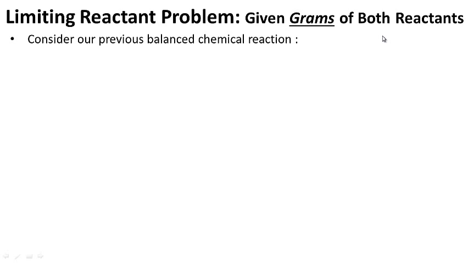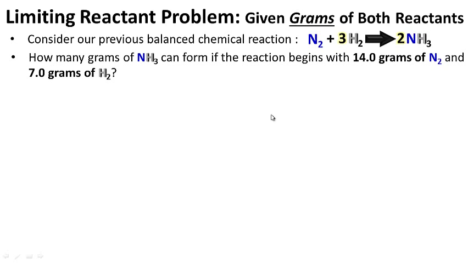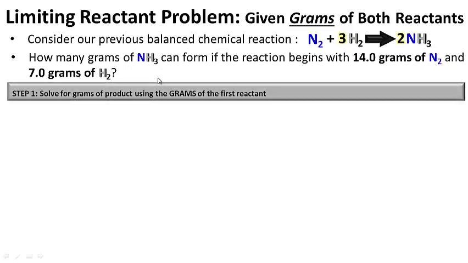All right, so the last example problem we're going to learn about here are limiting reactant problems given grams of both reactants. So once again, consider our previous balanced chemical reaction here. How many grams of ammonia can form if the reaction begins with 14 grams of N2 and 7 grams of H2? Well, solve for grams of product, step 1 here. Solve for grams of product using the grams of the first reactant.